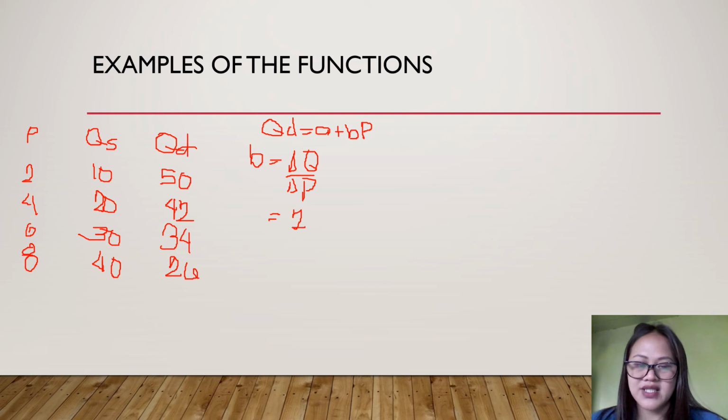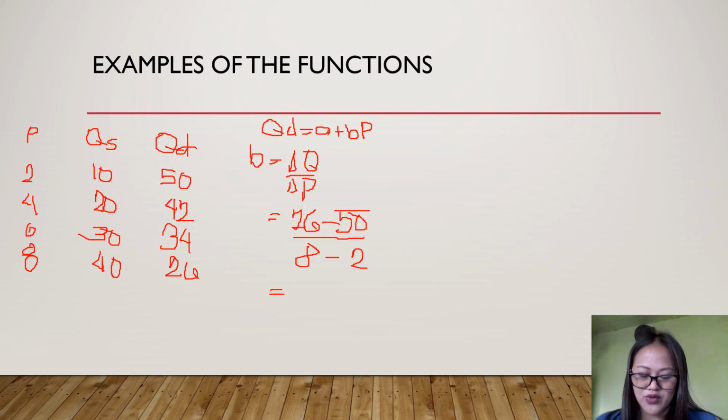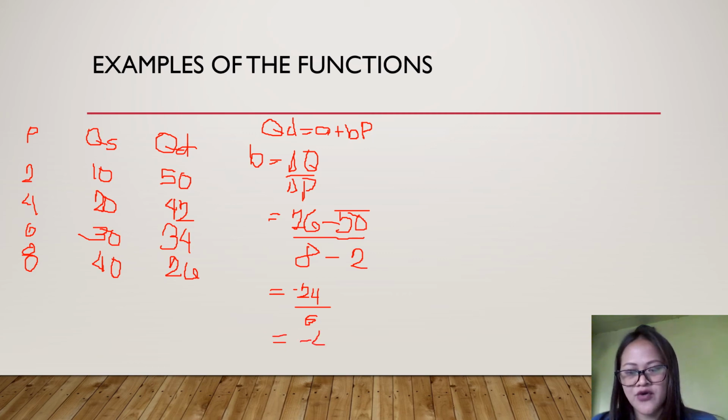We have here 26 less 50, divided by, what is the price of 26? It is 8. And then the price of 50 is 2. In that case, 26 less 50 is equivalent to negative 24, less positive 6. So therefore, negative 24 divided by positive 6 will give you negative 4.